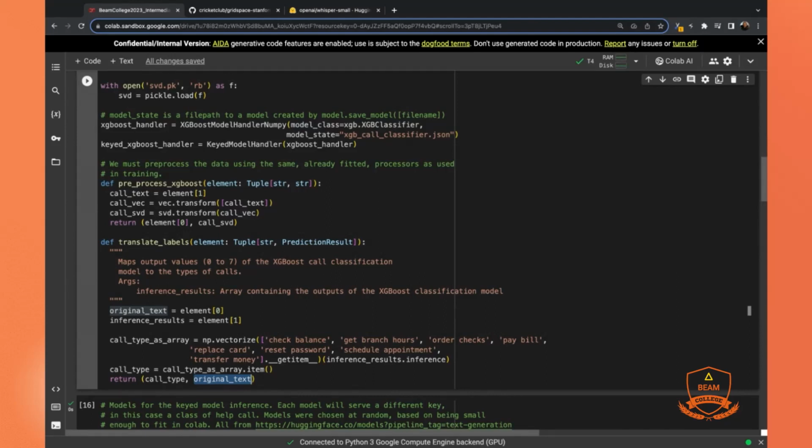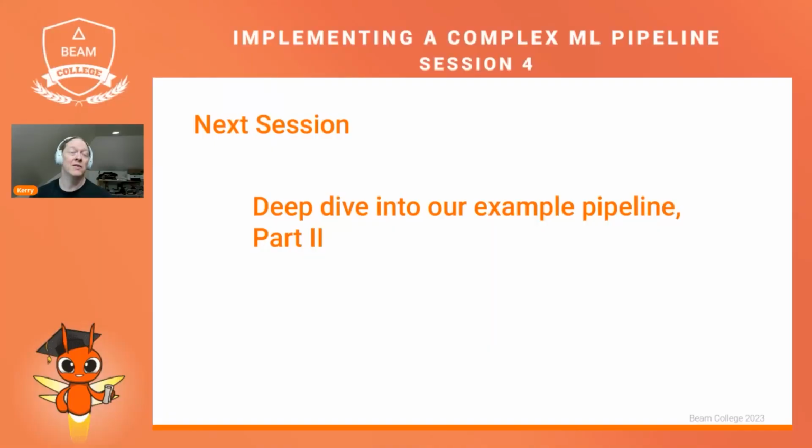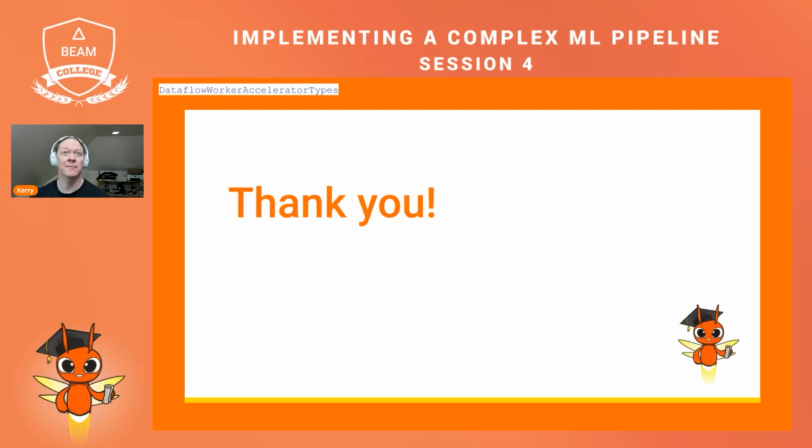So now back to our slides. So the next session, we're going to do a deep dive into our pipeline example continued, part 2, where we'll investigate the fan out, where each class is assigned to a different model, and then the execution of text back into speech. And we'll try to run the whole pipeline and look at it. I'll look at the actual pipeline code as well.